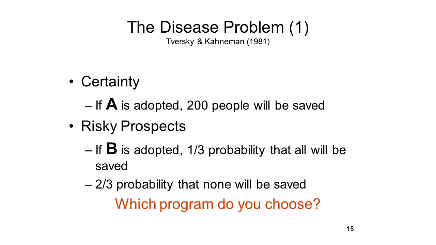This is judgment under certainty. If you adopt A, you know for sure that 200 people will be saved. But program B entails risky prospects. If program B is adopted, there's a 1 in 3 chance that all will be saved, but a 2 in 3 chance that none will be saved. So now, if you're a public health officer faced with these choices, which program do you choose? Just note your choice before you go on to the next slide.